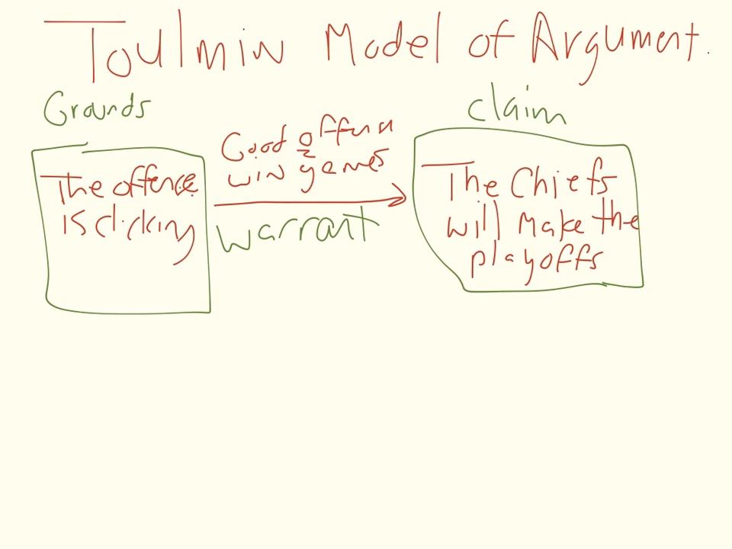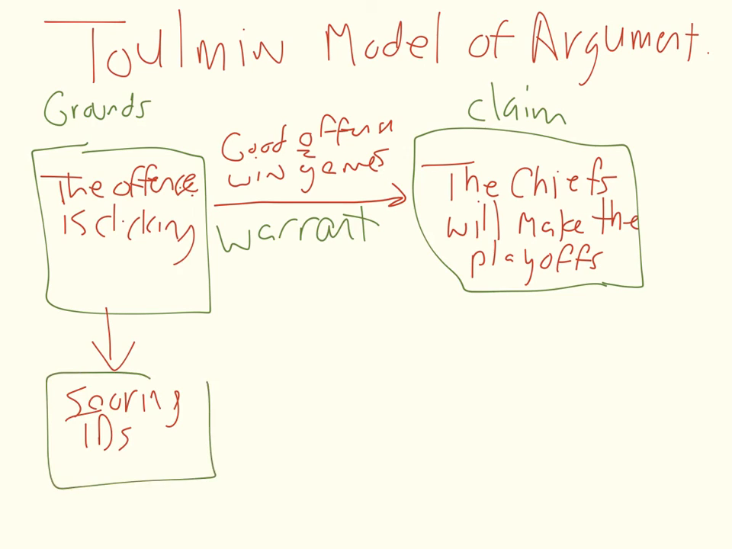On what basis do you make the grounds? In this case, on what basis do I make the claim that the offense is clicking? So I'm making the claim the Chiefs will win the playoffs, and I'm making it on the grounds that the offense is clicking. But the question is, how do I know that the offense is clicking? Well, I might say because they're scoring more touchdowns. They're scoring TDs. Okay? So I'm supporting the idea, my grounds, that the offense is clicking by saying they're scoring TDs. This is what we call backing.